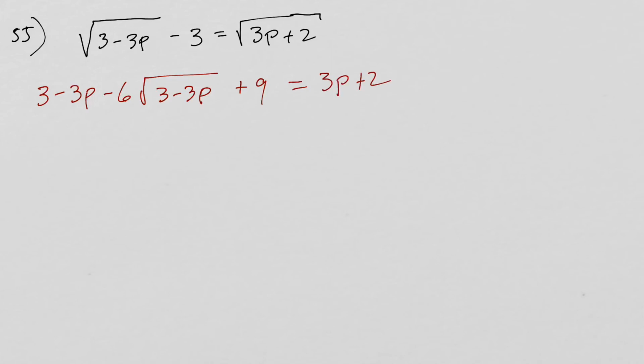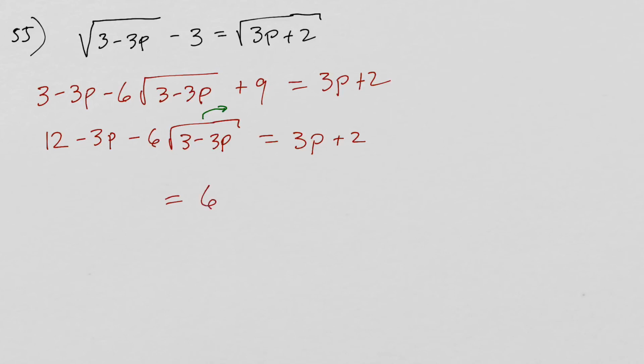Okay, so let me clean this up a tiny bit. This is going to be 3 plus 9 is 12 minus 3p minus 6 root 3 minus 3p equals 3p plus 2. Now, I want to move my radical to the side that's going to be positive. I don't want to deal with a negative radical. So I'm going to move this over to the right. So on my equal sign, I'll have positive 6 root 3 minus 3p.